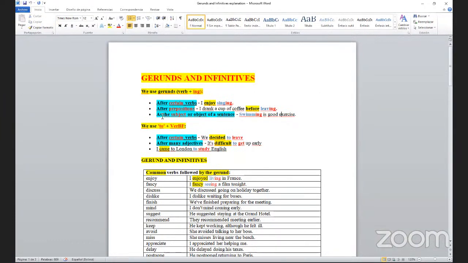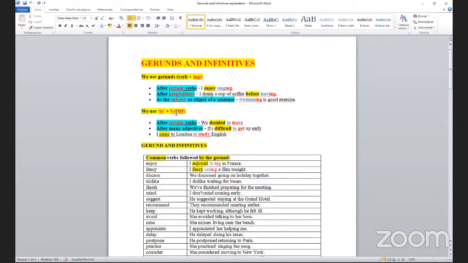So as the subject of a sentence. Okay, so instead of having some name or some noun, we're gonna have the gerund. Okay, at the beginning. Swimming is good exercise. So here, this gerund is acting as a subject. Okay, we're talking about the activity. So we are going to remember that these are the three structures for using gerunds.